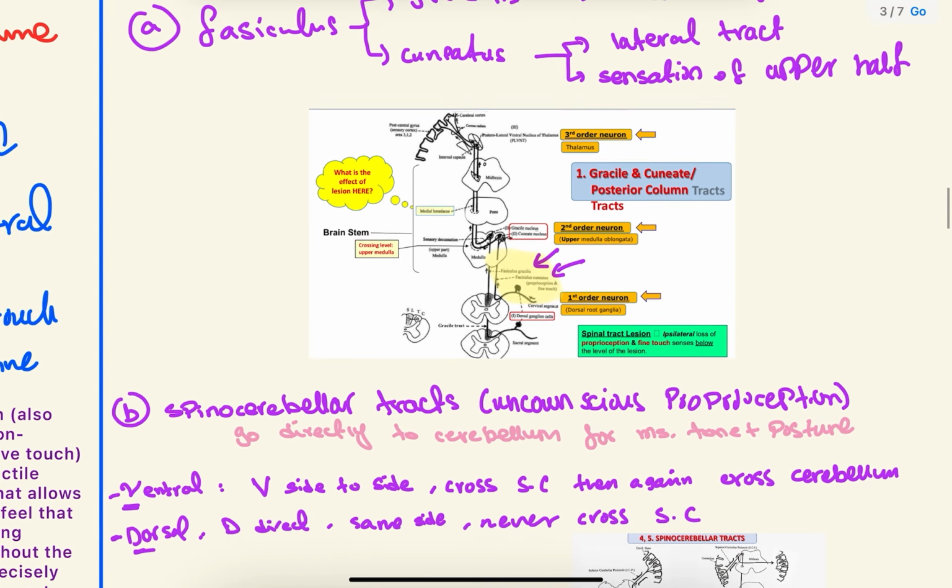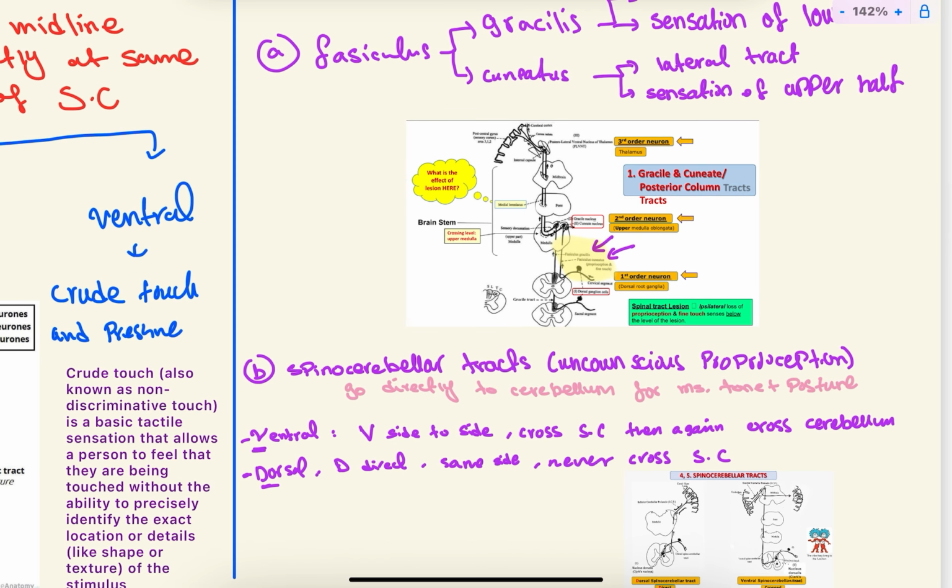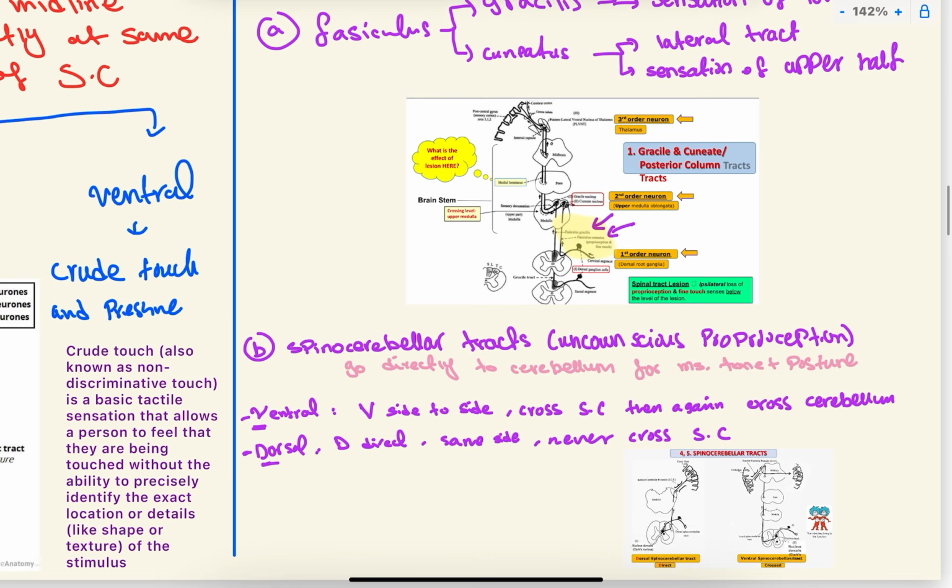Okay, now let's talk about the other tracts. We have the spinocerebellar tracts. We call it for the unconscious proprioception. So basically, what does it do? From its name, it goes directly to the cerebellum for what? Unconscious proprioception, which is what? The muscle tone and the posture. So you're unconscious of your posture, unconscious of your muscle tone, obviously.